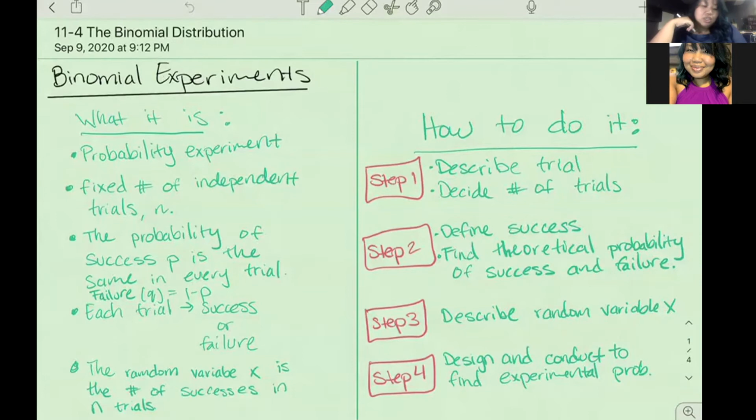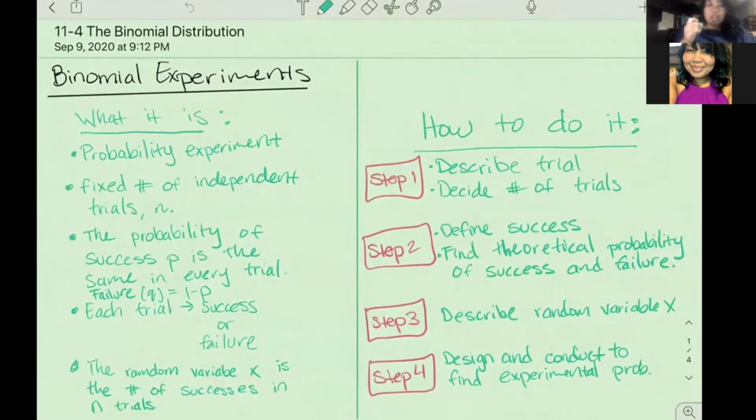define them. So in a binomial experiment, basically what we're doing is you have trials. And it's a probability experiment. You're experimenting to see what the probability is, basically. And there's a fixed number of independent trials, and the probability of success, P, is the same in every trial. And then failure, Q, right here, is basically whatever is not a success is a failure.